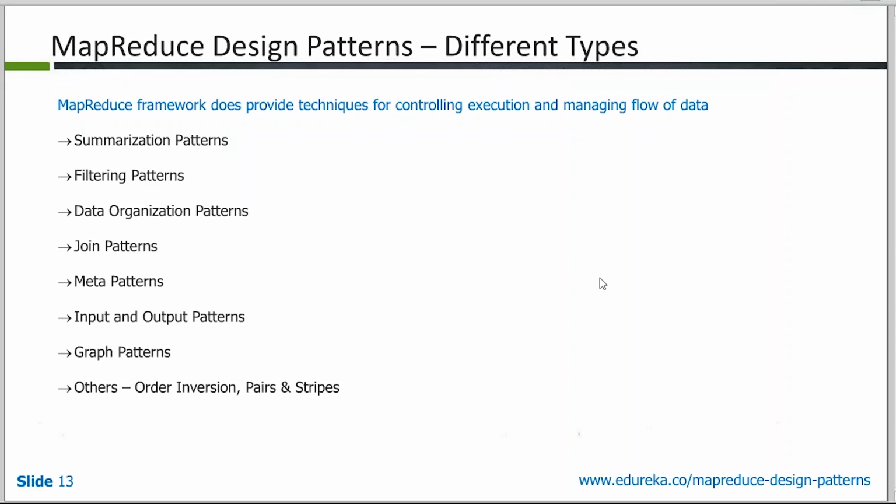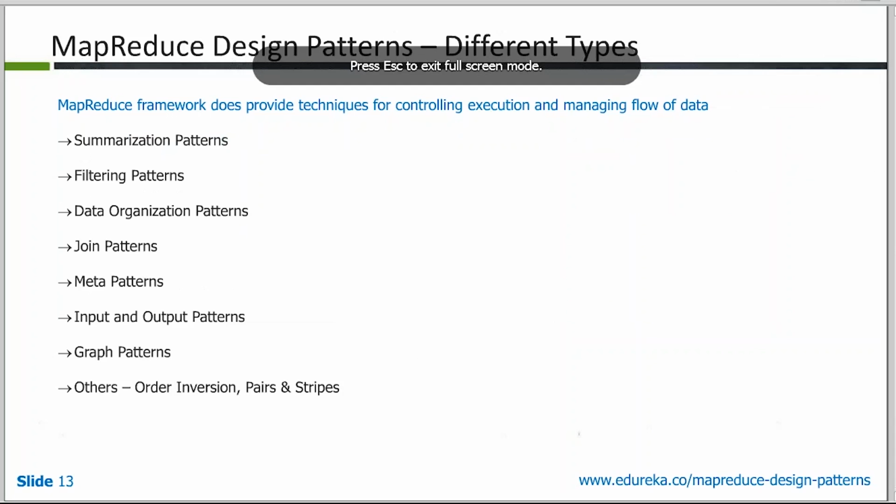Then you have the input and the output patterns. They customize the way you read your inputs into your programs and customize the outputs that you write. Graph patterns are very interesting patterns, and you will also be doing a project on this. For example, the PageRank algorithm is one of the modules in your project work. That graph pattern, the PageRank algorithm, you will implement here.